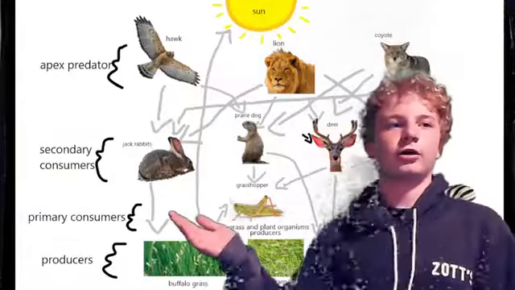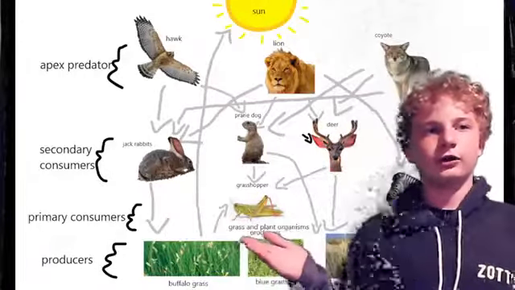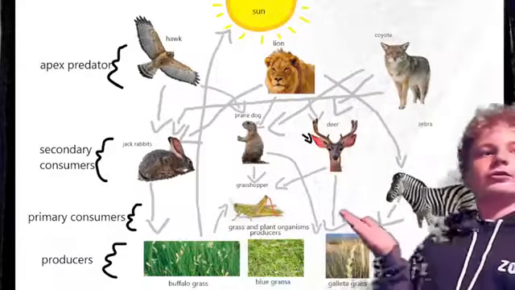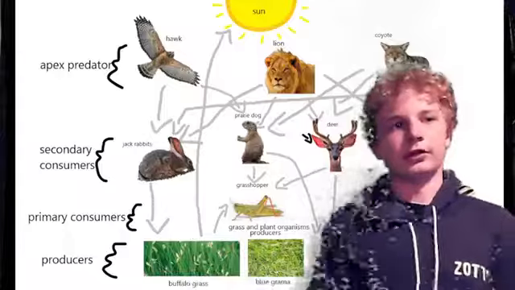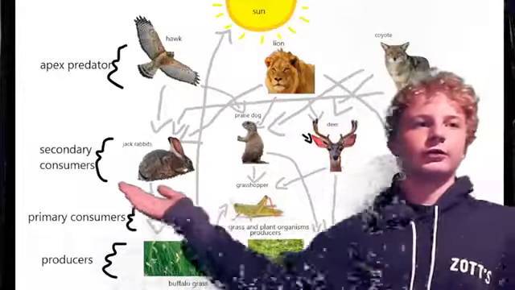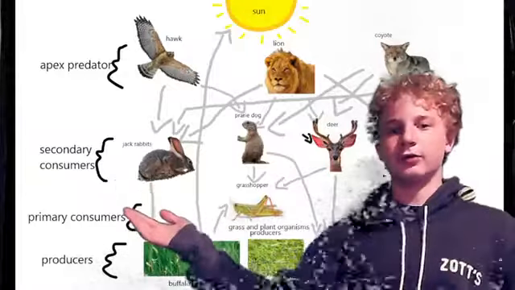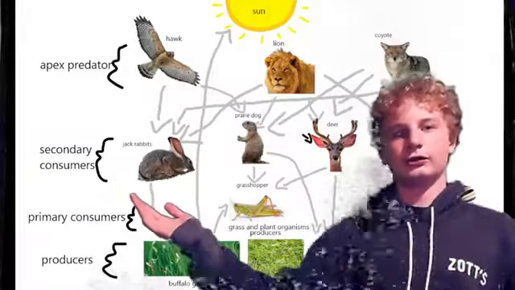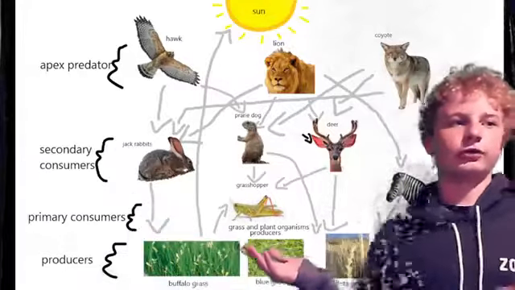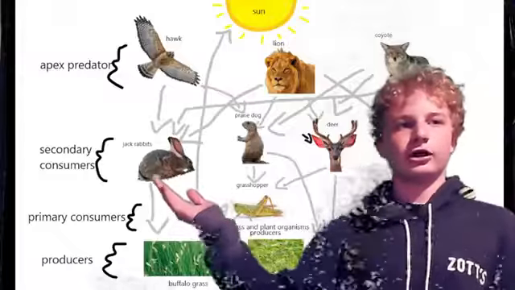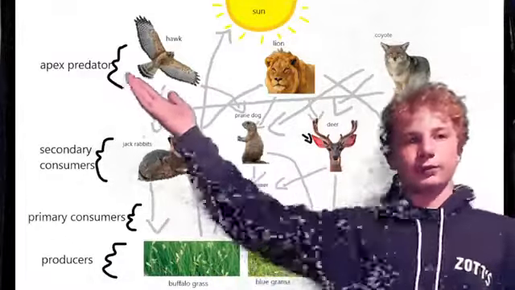Then for the next trophic level, we have the primary consumers. These are things like the grasshoppers and the zebras over here. These are the things that only eat plants and nothing else really. The next level is the secondary consumers, which are the animals that eat grasses, but also other things, in this case, only grasshoppers. These are the jackrabbits, I forgot to draw the arrow for it, the prairie dogs, and the deer.